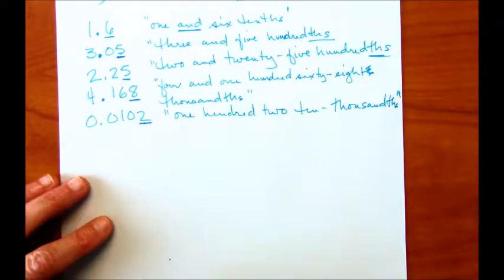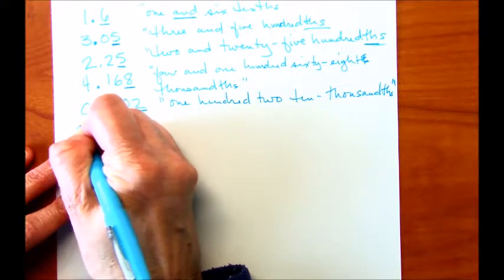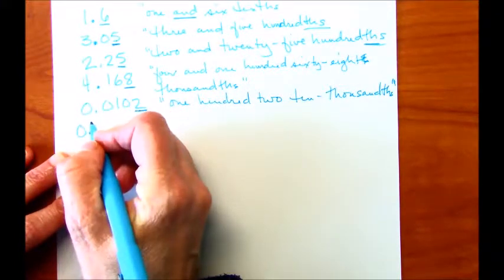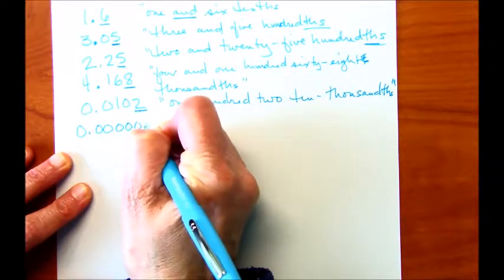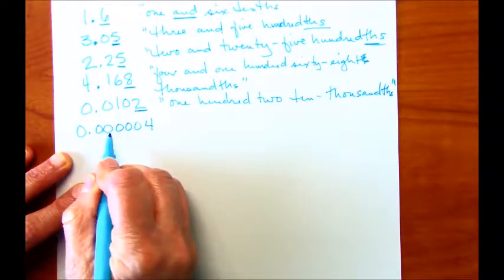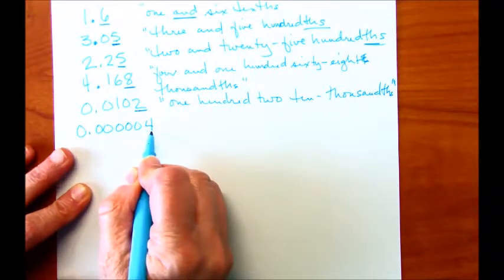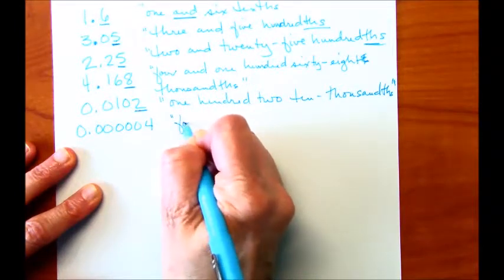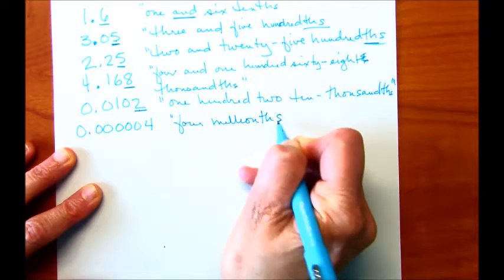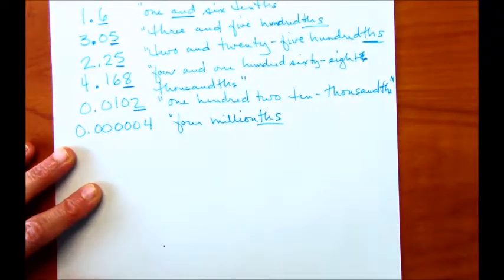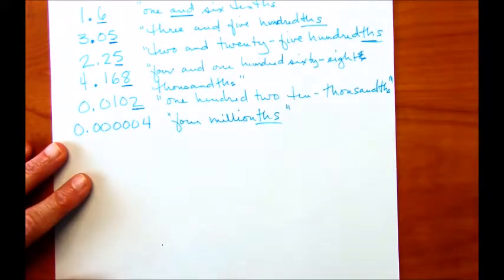Now let's do one more. Let's make a really crazy one. Let's say we got 1, 2, 3, 4, 5, 6 digits. So tenths, hundredths, thousandths, 10 thousandths, 100 thousandths, millionths. So this would be 4 millionths. And again, THS on the end. That's how you would say it, and that's also how you would write it.